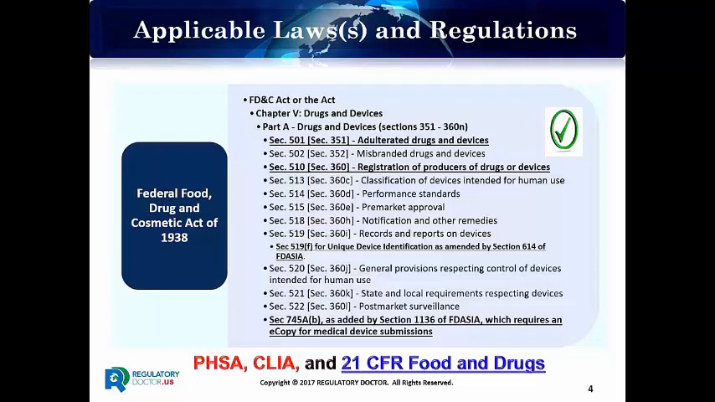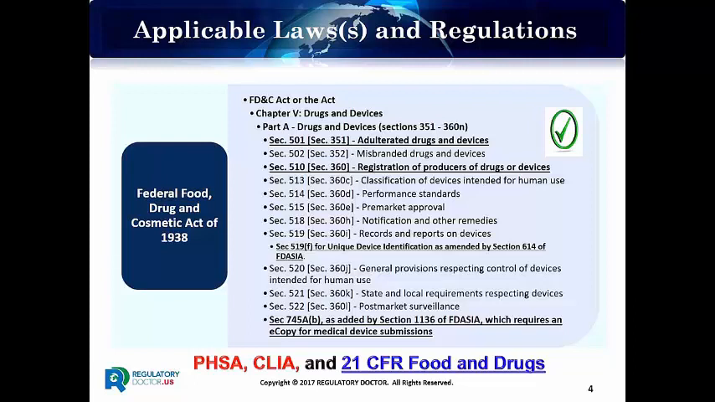It is about registration of producers of drugs or devices. When I talk about drugs, I put Section 505, but today is for devices and 510K, so I don't show that section. Over the years, there have been a lot of amendments made to the FD&C Act.